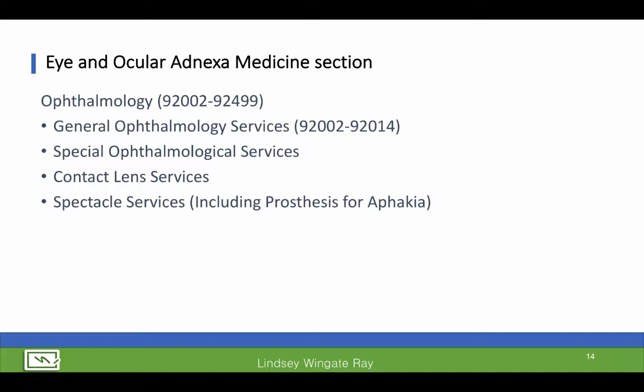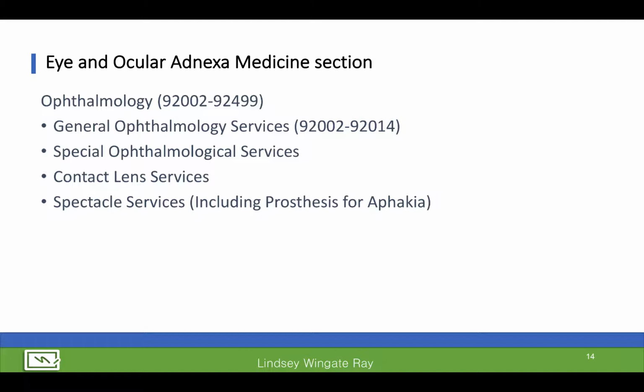Listed in the medicine section under ophthalmology, which is 92002 through 92499, are codes reporting services for general ophthalmology services, special ophthalmological services, contact lens services, and spectacle services, including prosthesis for aphakia. There are instructions at the beginning of the section defining the difference between intermediate and comprehensive services. There are also instructions regarding special services. The first codes listed here are based on new and established patient criteria and the level of service provided. They are evaluation and management codes.